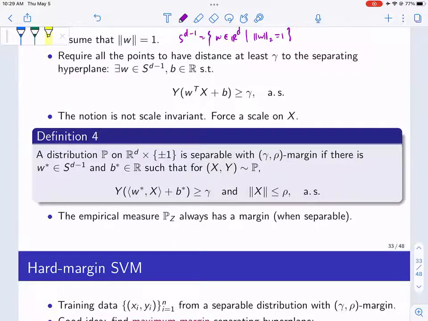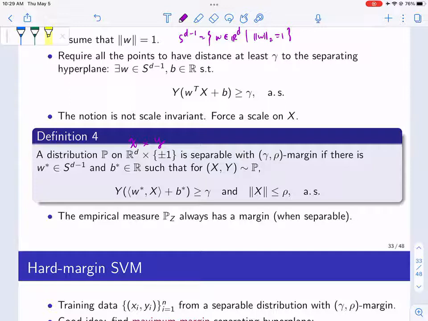A distribution P on R^d times, this is X, let's say times Y, is separable with gamma rho margin if there is a W star on the sphere, and B star in R, such that if I draw a random pair here, they have this margin condition, and the size of X is bounded by rho.